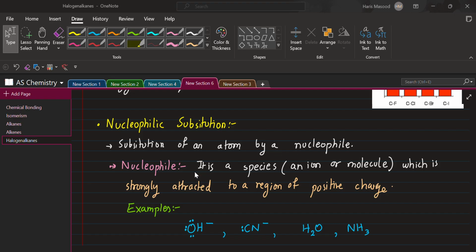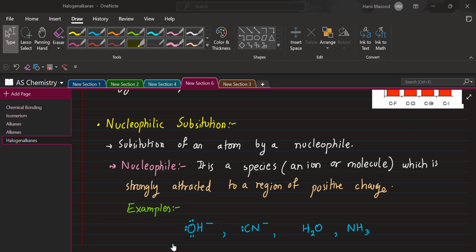Now what is a nucleophile? It is a species. Species means it could be an ion or a molecule. It is not necessary that it will always be an ion. It is a species which is strongly attracted to a region of positive charge. Nucleophiles have at least one lone pair, so they have a negative effect. They get attracted to a region where there is a need of electrons, so that is obviously a positive charge region.